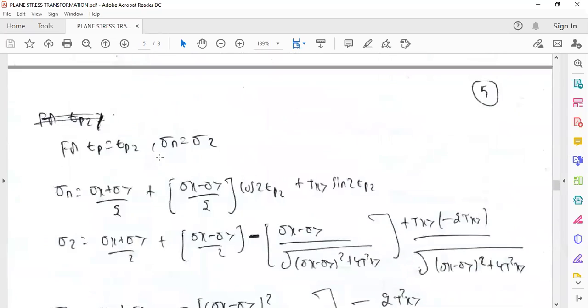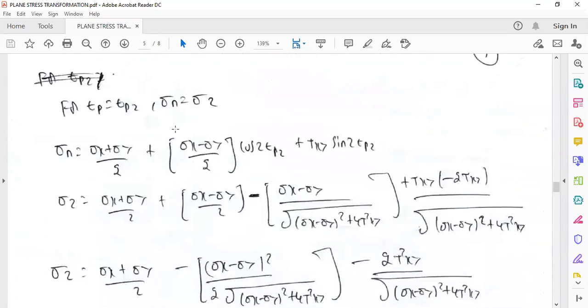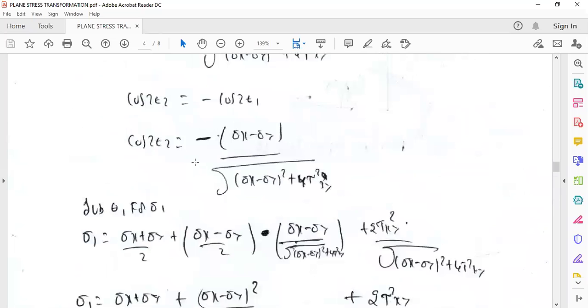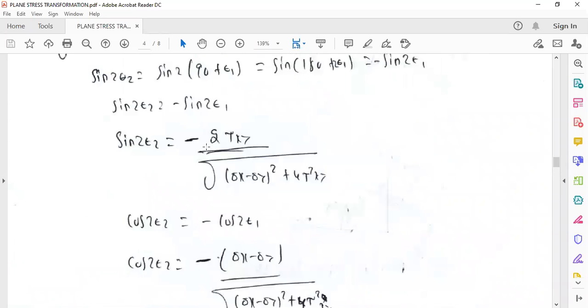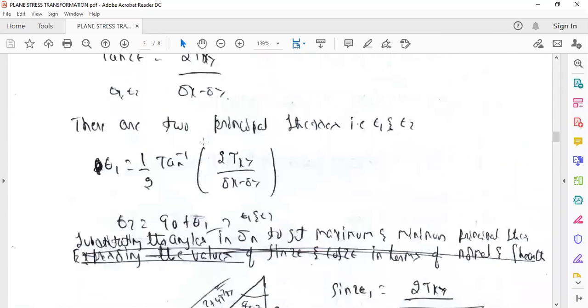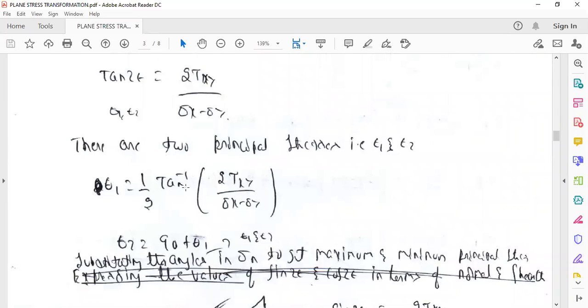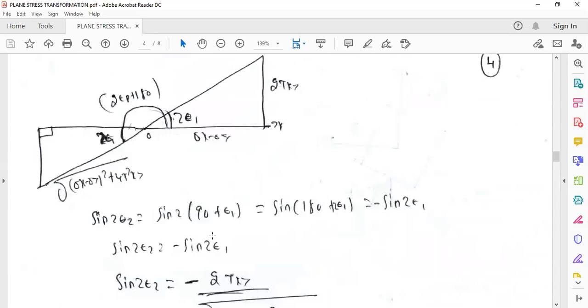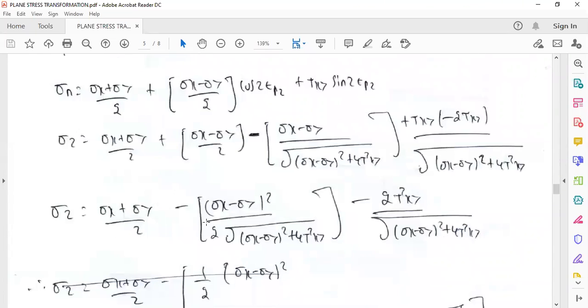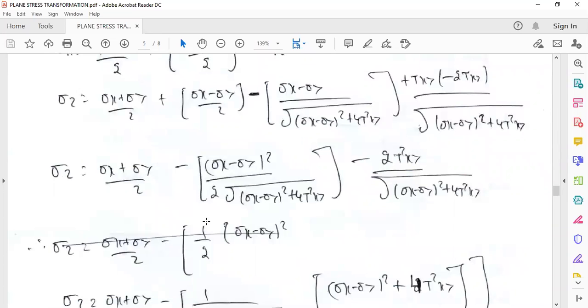The only difference from here to here is that here there is a plus sign and there is a minus sign here. And these are the planes on which this is acting, with cos 2 theta 2 and sin 2 theta 2. If you substitute this, it is nothing but theta 1 is equal to half tan inverse of 2 tau xy over sigma x minus sigma y, and theta 2 will be 90 degrees apart from that, plus 90 degrees. Now we have found sigma 1, sigma 2, and the planes.